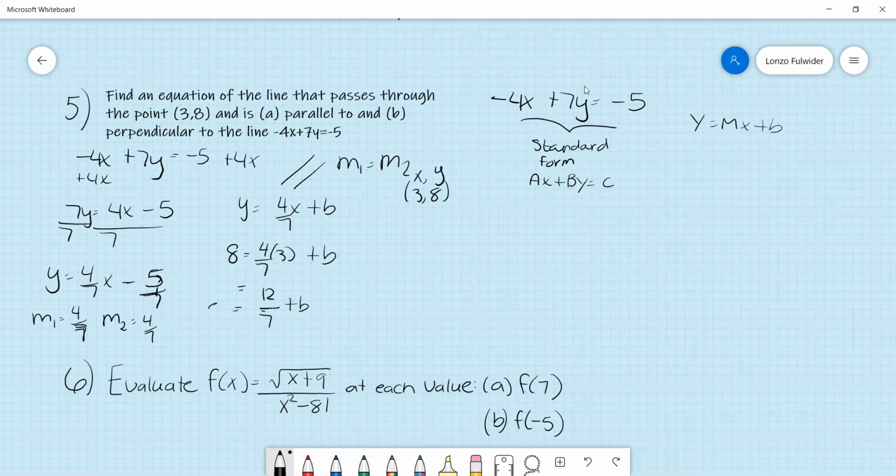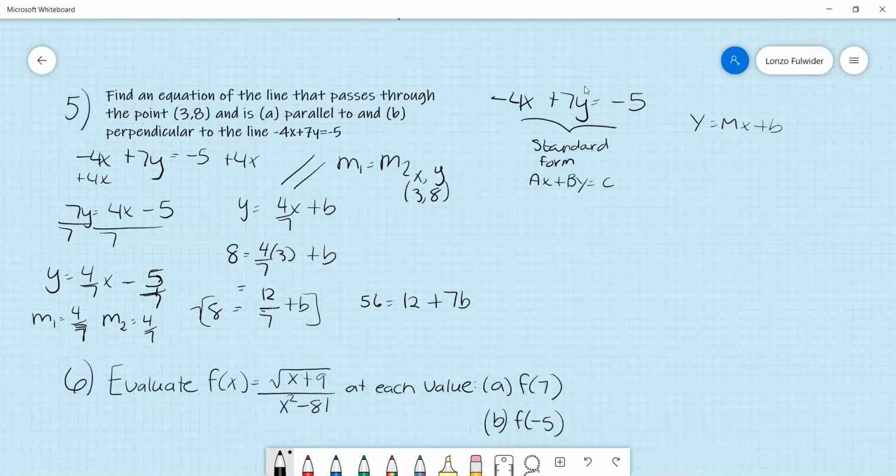equals 8. My goal is to solve for b, but I have a fraction, so I want to get rid of this 7. So what I can do is multiply everything by 7 to make it easier. So 7 times 8 is 56. I'm putting it right here. And then I'm multiplying 7 to everything. This, and this. So 12 over 7 times 7, the 7 cancels. So you're just left with 12 plus 7 times b, which is just 7b.